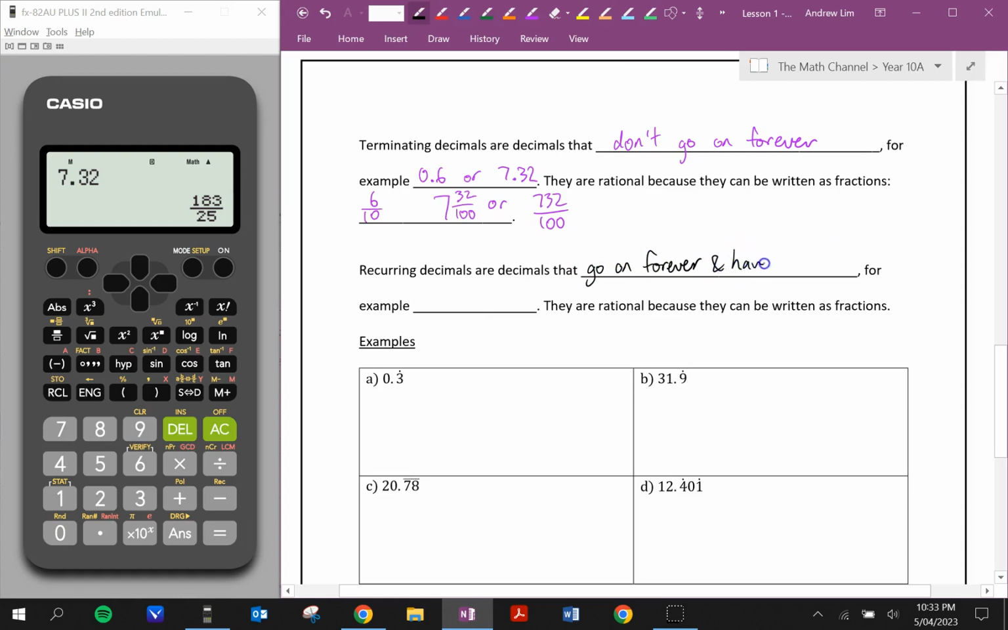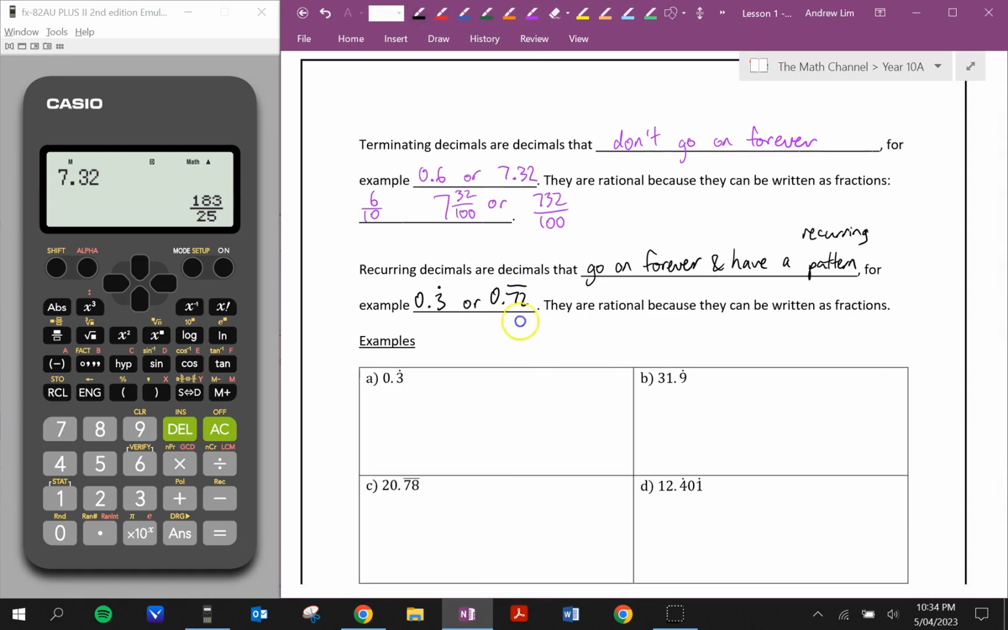And have a recurring pattern. I'm just going to write it up here. A recurring pattern. Okay, so for example, we can have 0.3 repeater, or let's say 0.7272. Okay, I might just use this notation. They are rational because they can be written as fractions.